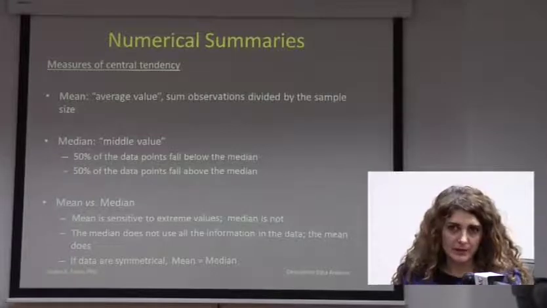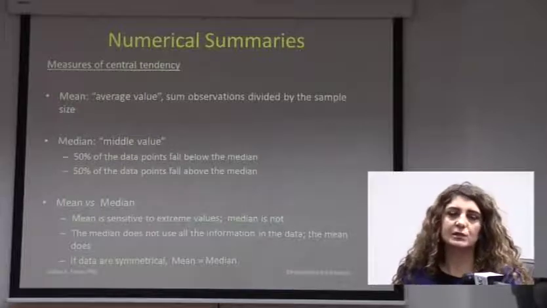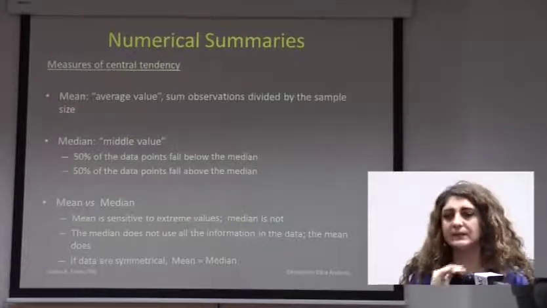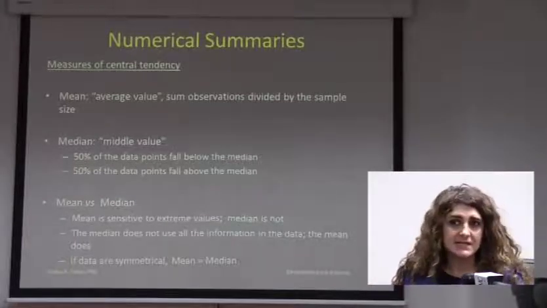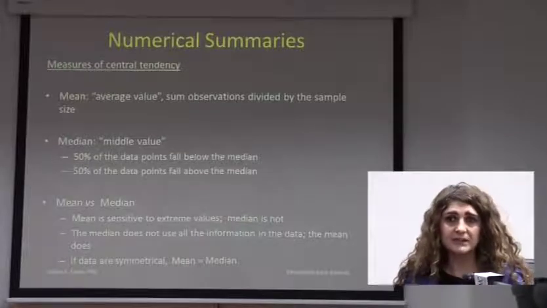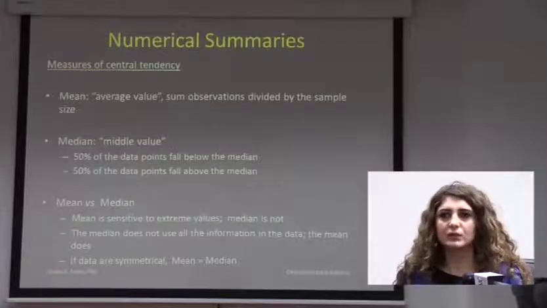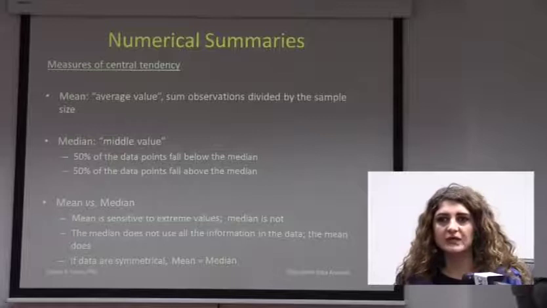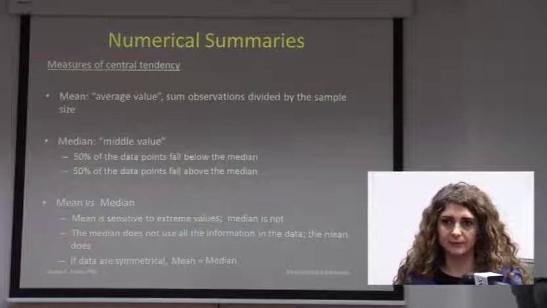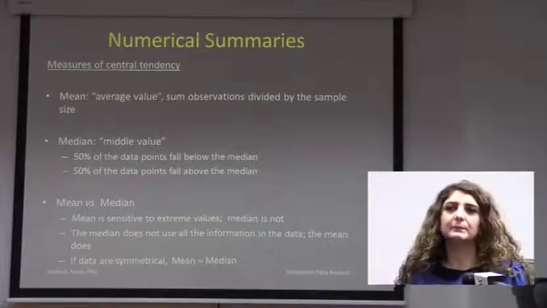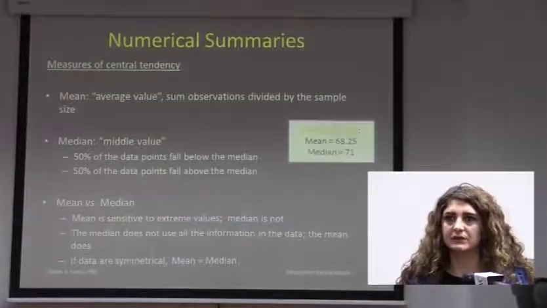Now, if we compare those two measures, the mean actually is sensitive to extreme values. So if you have one outlier in the sample, the mean will be immediately affected by that. The median, on the other hand, is not sensitive to extreme values. However, to compute the median, we use only the ranks of the variables. We do not actually use the value itself. So we do not use all the information in the data. For the mean, we use the actual value of the variable. If the data are symmetrical, mean and median are equal. So we don't have to worry about which measure is better than the other.